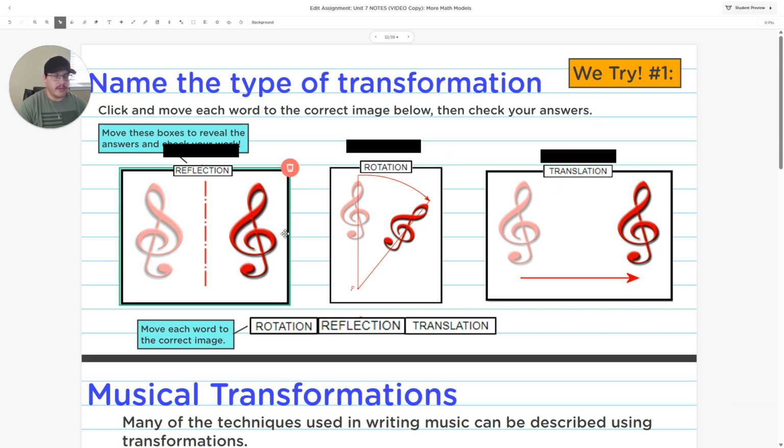These are 3 of the 4 transformations that we talked about in the previous ones. That's it for We Try number 1.